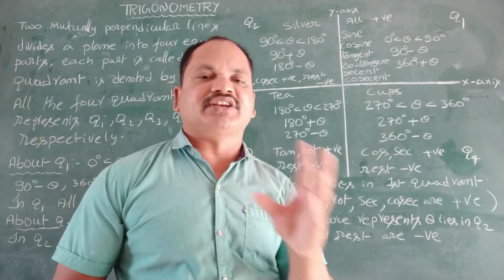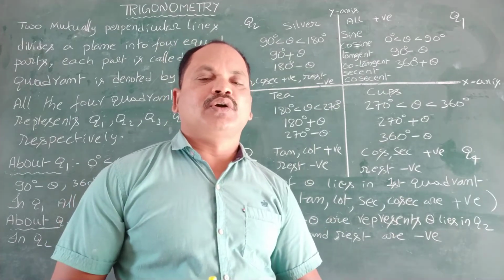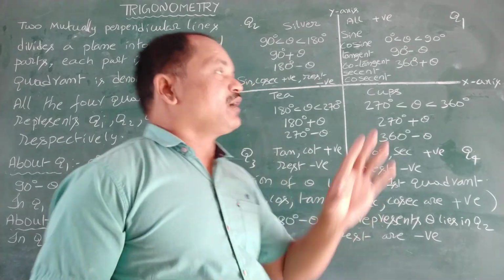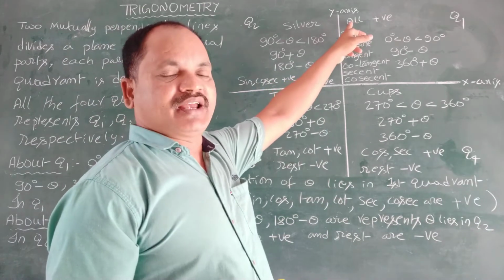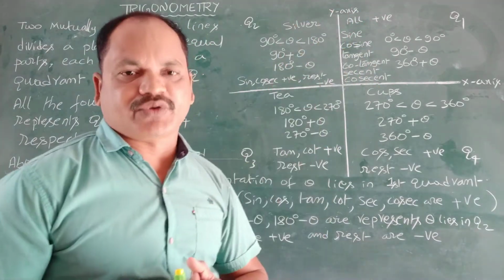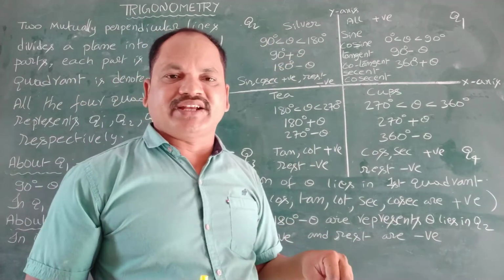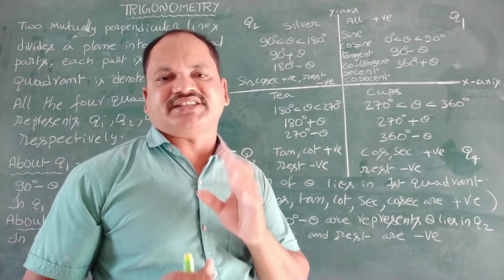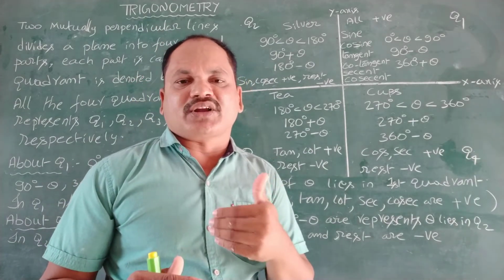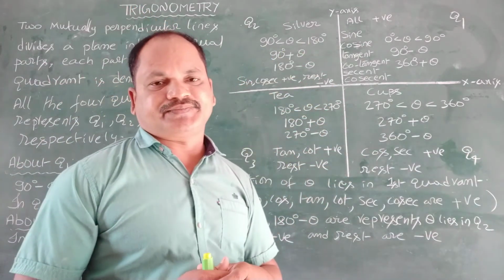ASTC. All silver teacups, and all students take care. All strangers take coffee. A means all: all trigonometric functions are positive in Q1. And silver, students, strangers, the initial letter is S. S represents sine, and its reciprocal cosecant are positive, rest are negative.